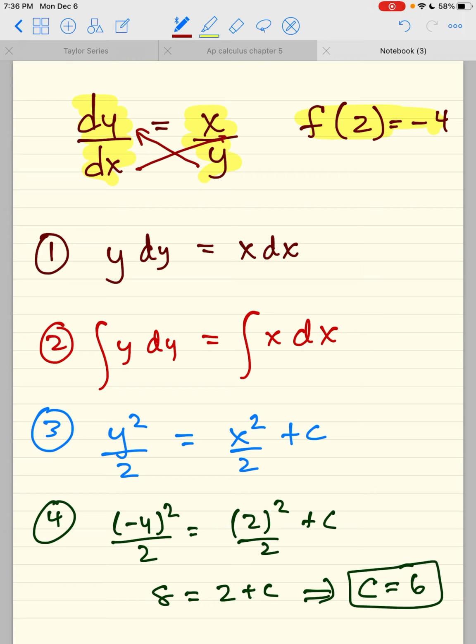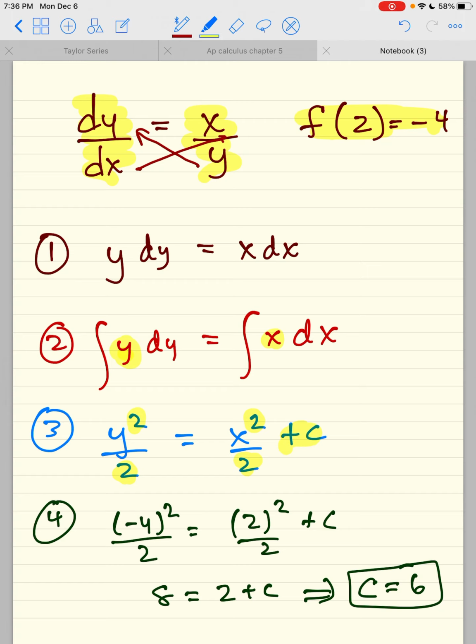You cannot do the problem and you will get 0 credit if you don't separate the variables. So we separate the variables, then we integrate. So what's the integral of y? You add 1 to the exponent, divide by the exponent. What's the integral of x? You add 1 to the exponent, divide by the exponent, plus c.